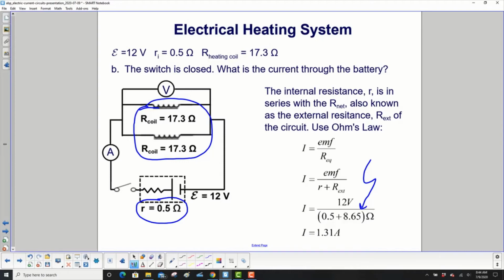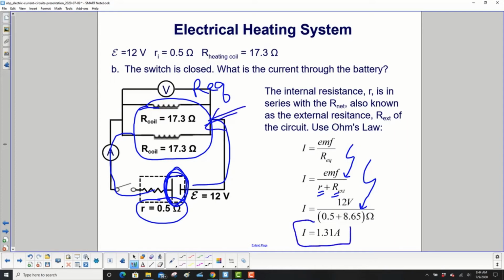So we have actually a series circuit now of the internal resistance, the R equivalent here for our heating coils, and then we go back to the battery. So the current will be the EMF, that's this thing right here inside the battery, divided by R equivalent. And R equivalent will be the internal resistance plus the external resistance, which is this one up here. So it's 12 volts over 0.5 plus 8.65 ohms, and the current is 1.31 amps.